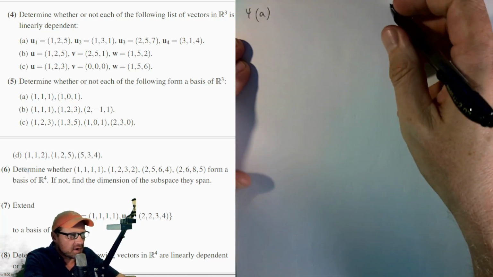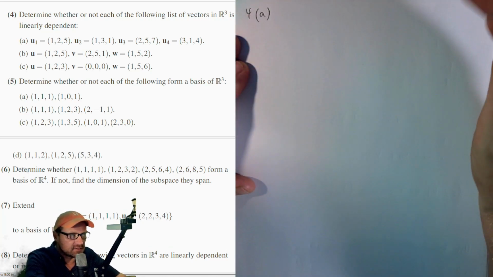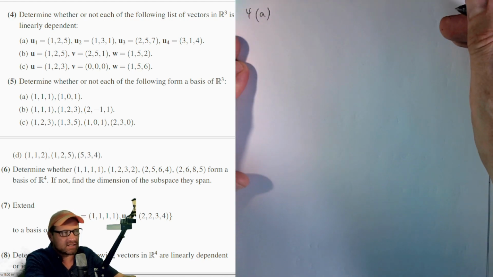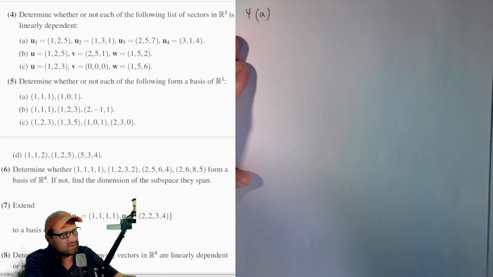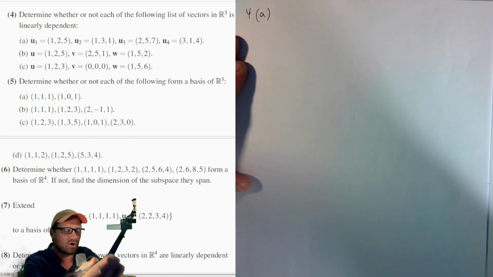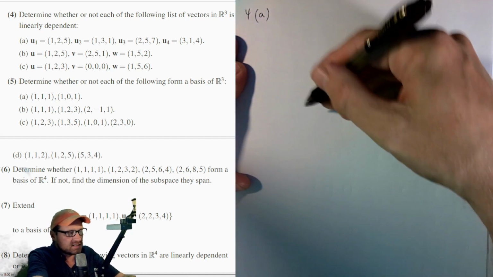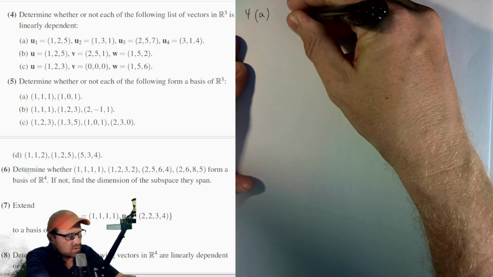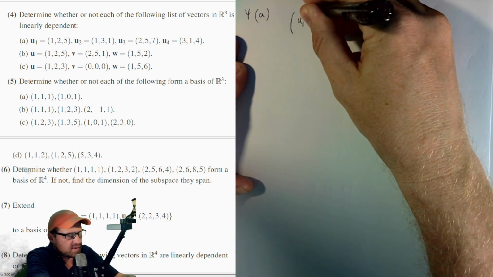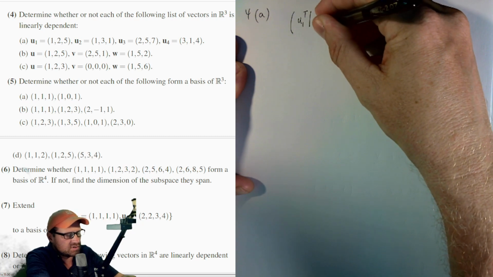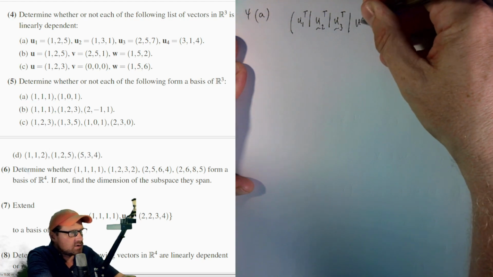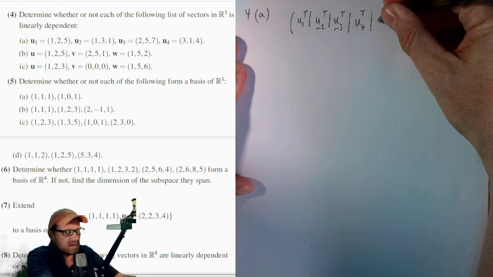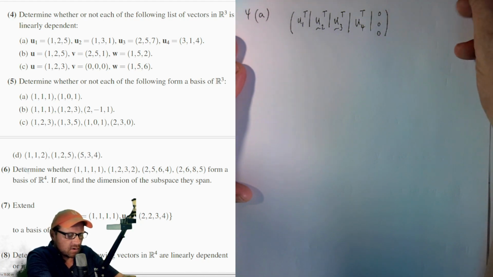Question 4. Determine whether or not each of the following lists of vectors in 3-space is linearly dependent. Okay, so again, alpha u1 plus beta u2 plus gamma u3 plus delta u4 equals the 0 vector. But what we can do is transpose these first and put them in columns of a matrix. So what we have then is u1 transpose concatenated with u2 transpose, u3 transpose, and then u4 transpose, and then the 0 vector. Okay, and so this is the augmented matrix.